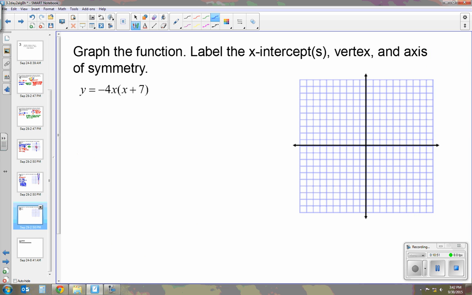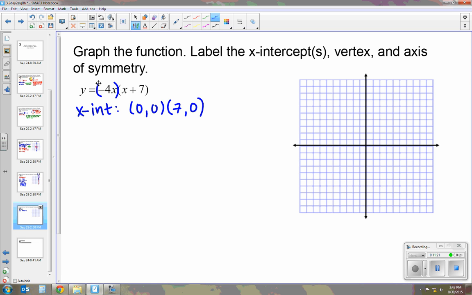The last one I have here looks a little different. It's y equals negative 4x times x plus 7. Now, it looks like this isn't any kind of form that we've seen, but this is still an intercept form. Think of the parentheses being around that negative 4x, and nothing being added or subtracted. So that means our x-intercept is going to be 0, 0, and the other one is 7, 0. So that one's a little bit different in that aspect.